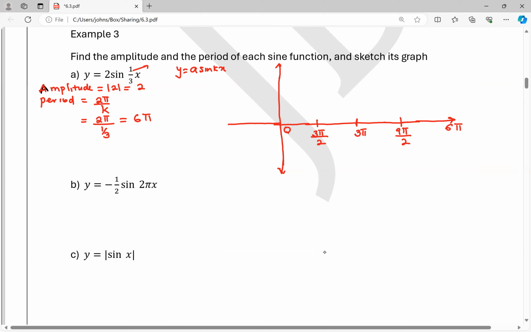Now for the A, it means the highest we can go is 2, and the lowest we can go is minus 2. And now we're fine. So we just need to plot our points.